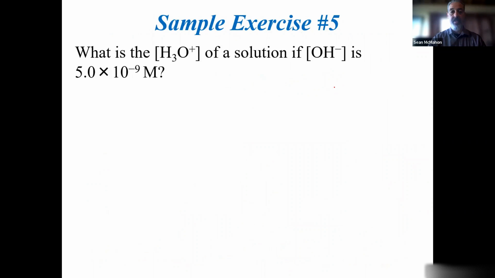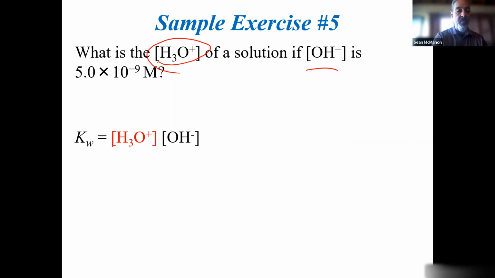So let's try one. What is the hydronium concentration of a solution if the hydroxide concentration is 5 times 10 to the minus 9? So what do I need to use? Well, Kw. I know Kw is a constant. It's the hydronium times the hydroxide concentration, and it always has to equal 1 times 10 to the minus 14. I want to know what the hydronium concentration is. I have the hydroxide.